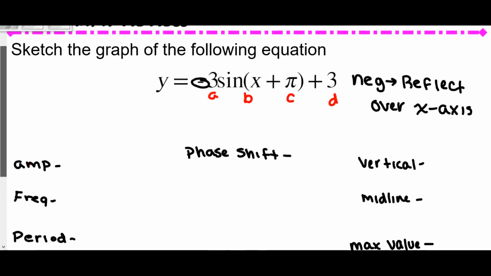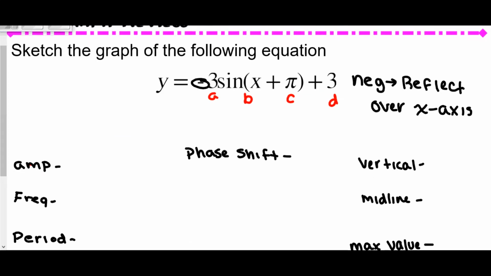But I see right away that there is a negative in front of the equation, and we know from any transformation that a negative in front of an equation just means that we're reflecting over the x-axis. So I wanted to show you an example of one where there is a negative in front and we are reflecting it.